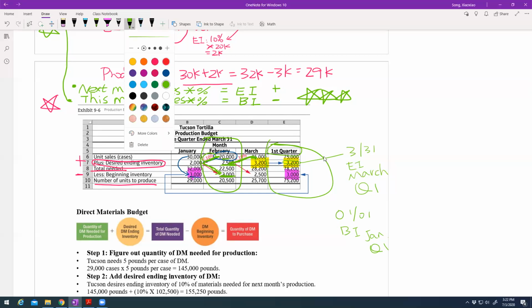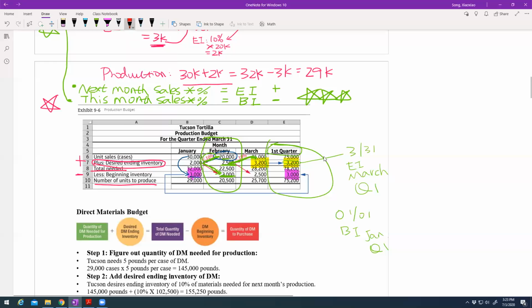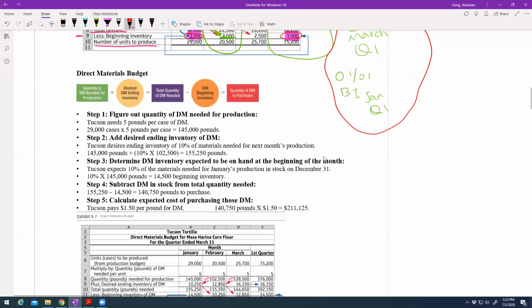So basically, one more time, the ending inventory of your first quarter is the ending inventory of March. The beginning inventory of your first quarter is the beginning inventory of January. That's how you do the first quarter number of units to produce. You definitely will have a question on the production budget, so make sure you practice with your textbook and with my accounting lab.